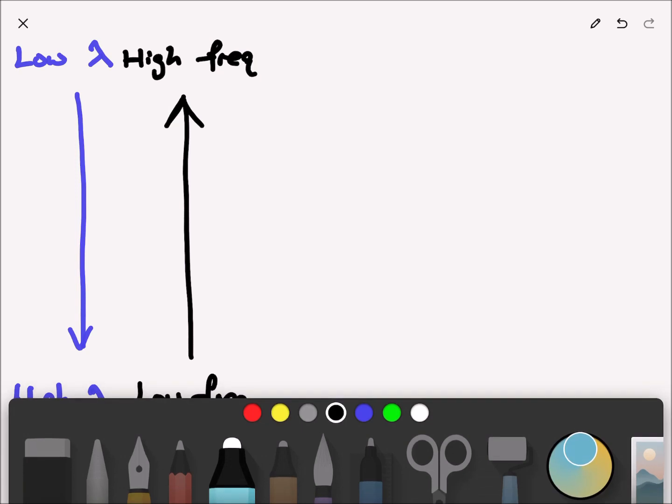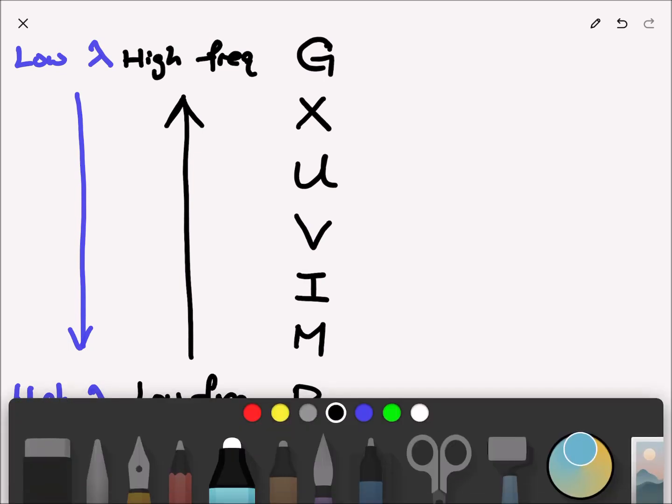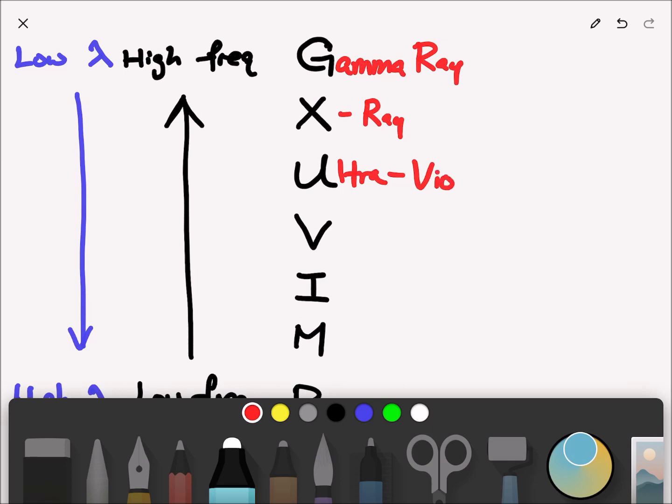That is: gorilla X urinate violently in my room. So I repeat, gorilla X urinate violently in my room. And what is this? G stands for gamma ray. X stands for X-ray. U stands for ultraviolet, not violent. And then V stands for visible light.